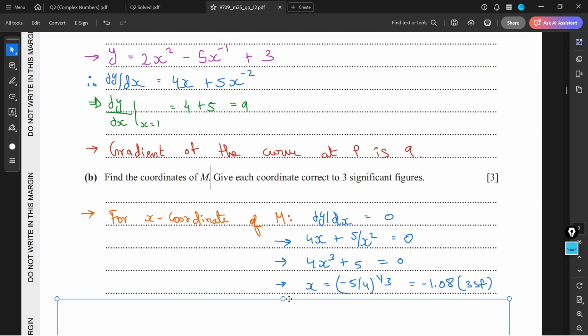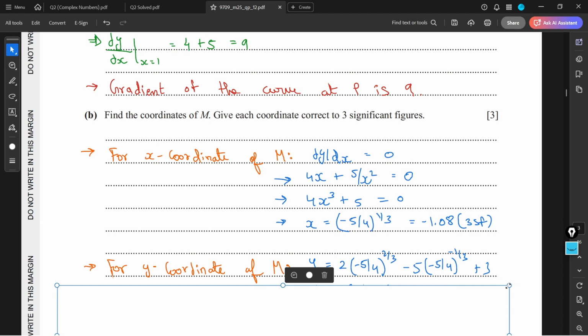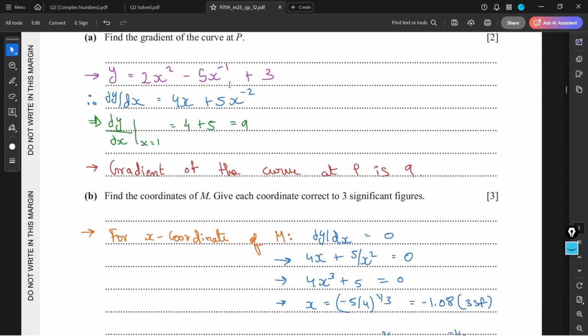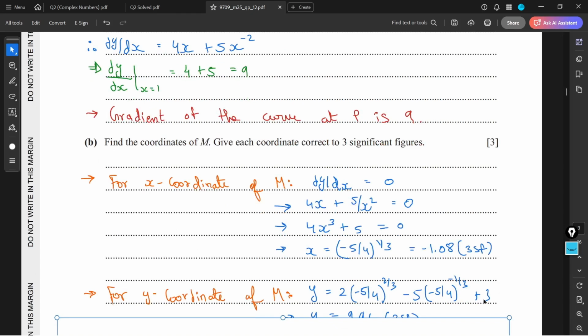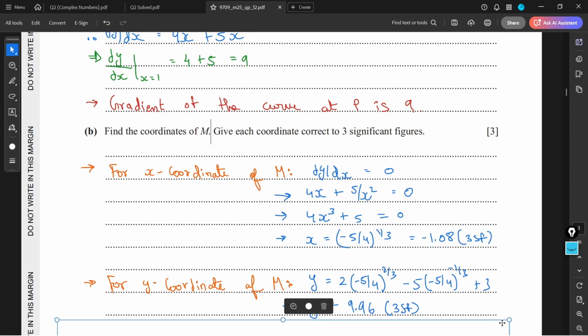And that is exactly what I have done in the next line. If I can show it to you over here, my y coordinate of the M is simply going to become 2 times this value to the power of 2 minus 5 times this value to the power of negative 1. As you can see over here, it's negative 1 plus 3. Solving this in CAIE, correct to three significant figures, I am getting the value of y as 9.96.